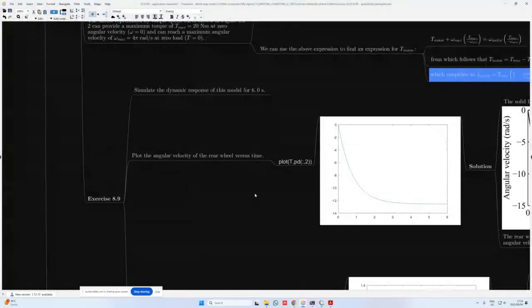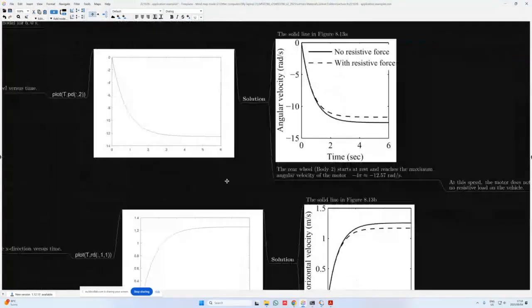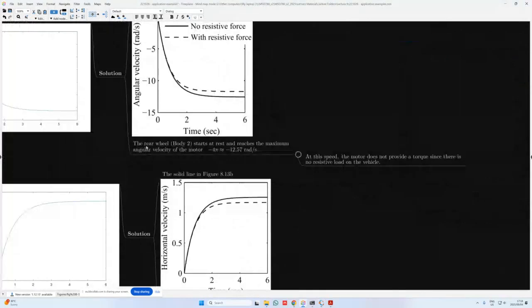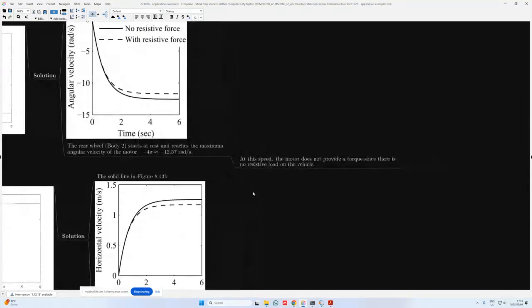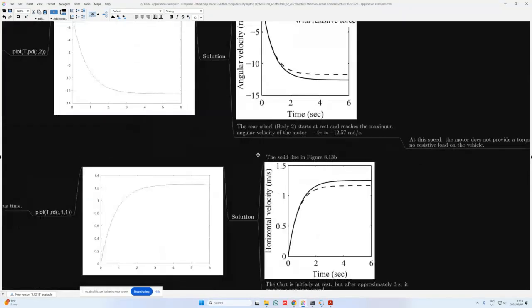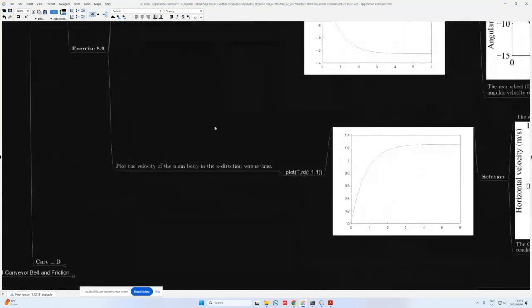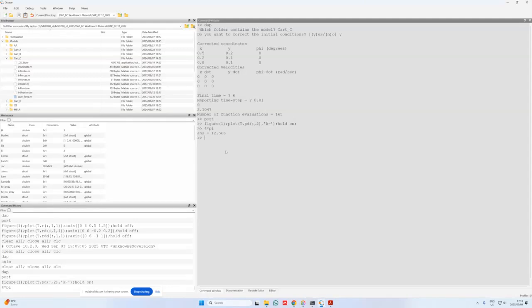Okay, so then we can see over here as well, the rear wheel or body 2 starts at rest and then reaches the maximum angular velocity of the motor, which is minus 4 pi radians per second. And at this speed, the motor does not provide a torque since there is no resistive load on the vehicle. Now I can also go and plot the velocity of the main body in the x direction versus time. And to do this, I'm now going to call this figure 2.